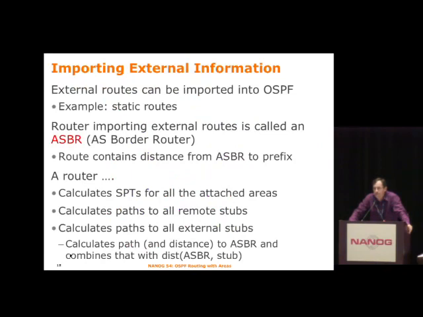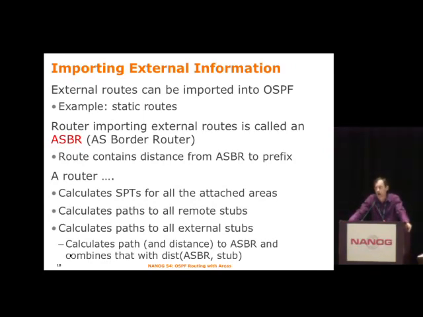So one last thing that happens is that routers can import external routes, either static routes or routes from other routing processes, either OSPF or other types of cooperating processes. When a router imports external routes, it's called an ASBR, for Autonomous System Border Router. And so the ASBR advertises that it has a given prefix at a given distance that it can forward traffic to.